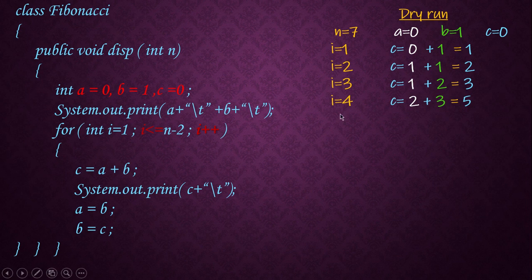When i equals 4, C has the previous two values, that is 2 and 3, to add up and get the answer 5, which will be shown. Next, i equals 5 and the previous two values are added, that is 3 and 5. So see, it is going in a diagonal manner. B's value is stored in A, C's value is stored in B. In this manner this series will be printed.